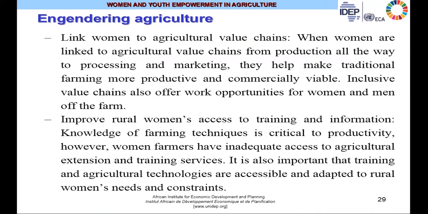Again, we need to improve rural women's access to training and information. Why? Because knowledge of farming techniques is critical to productivity. However, women farmers have inadequate access to agricultural extension and training services. It is also important that training and agricultural technologies are accessible and adapted to rural women's needs and constraints.